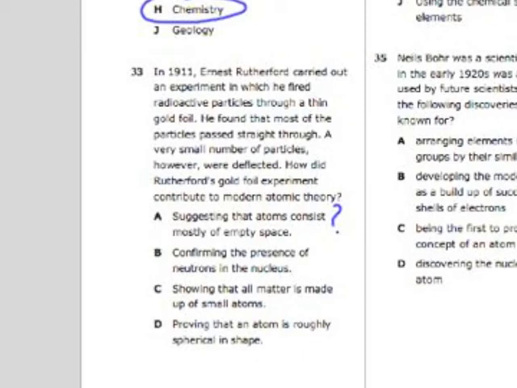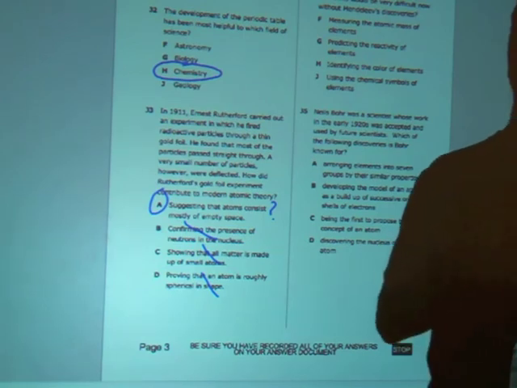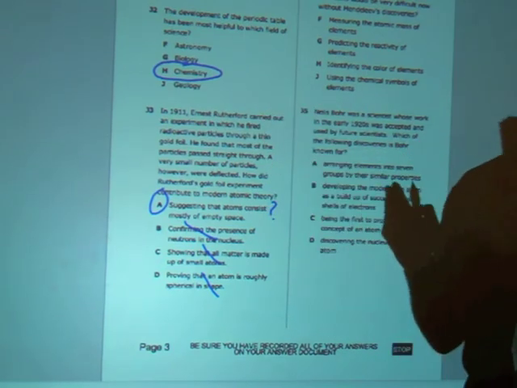Were y'all wrong there? Yeah, that's what I chose. I guess I chose two, but it's close. Okay, showed that all matter is made up of small atoms. No, because some passed through, so it kind of showed there was spacing, right? It prevented the atoms proving that atoms is roughly a spherical shape. No. Okay, so A is our answer. Okay, so mostly there's empty space because things were able to pass through a solid sheet of gold foil.